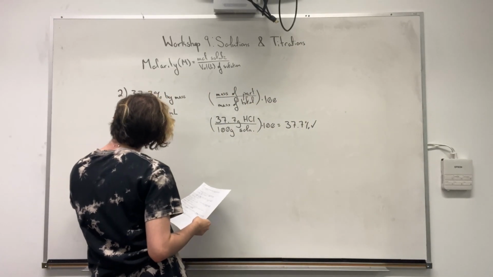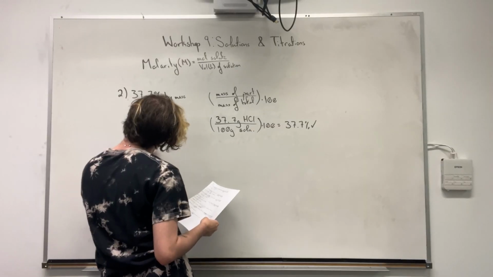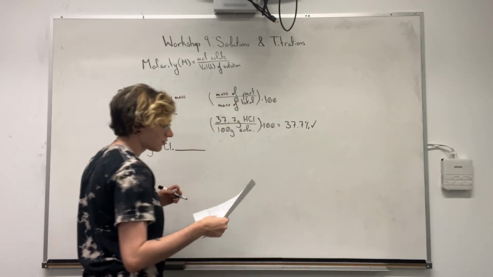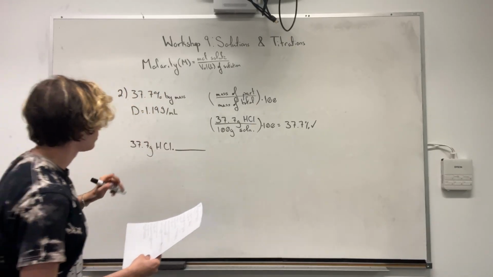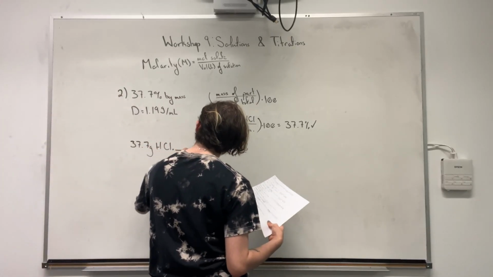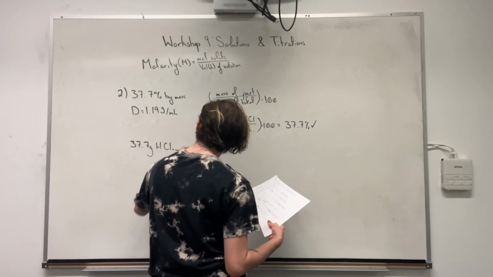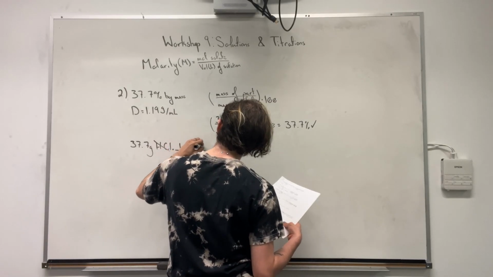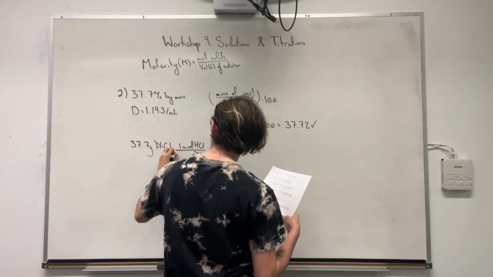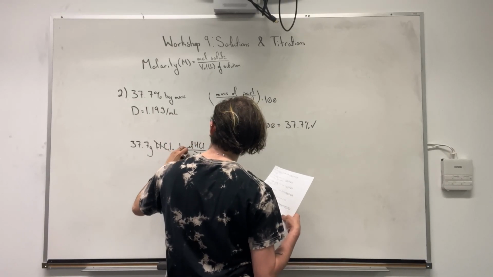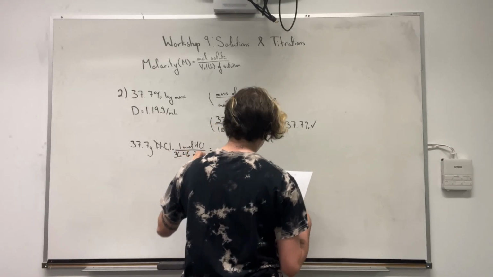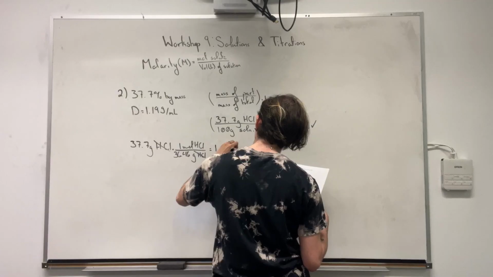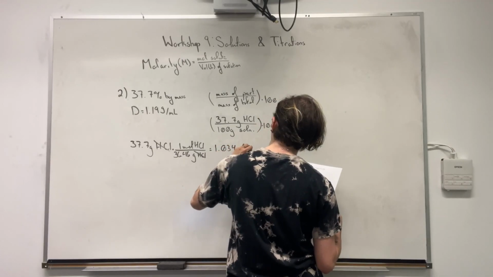So working with 37.7 grams of hydrochloric acid, like before, this is our solute, and so we need to convert it into moles. We divide by grams to cancel out the units. We multiply by our 1 mole, and the molar mass of hydrochloric acid is 36.46. And so we currently have 1.034 moles of hydrochloric acid.